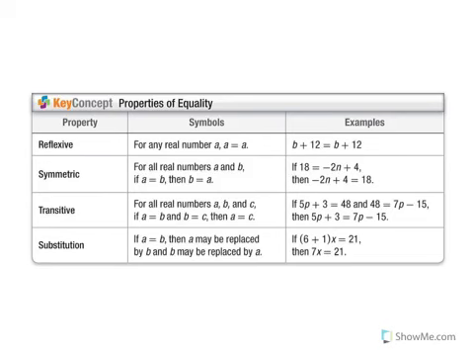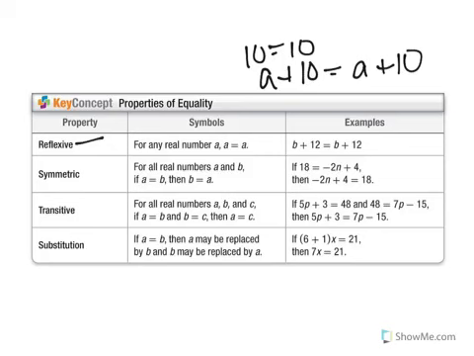Okay, you should have seen these in geometry proofs, and this should just be a quick review. We have the reflexive property, and that means for any real number a, it's going to be equal to itself. So you can say 10 is equal to 10. You can say a plus 10 is equal to a plus 10. It's just the same thing on each side of the equal sign. That's called the reflexive property. Kind of think of it as like a mirror. You see your reflection in the mirror.